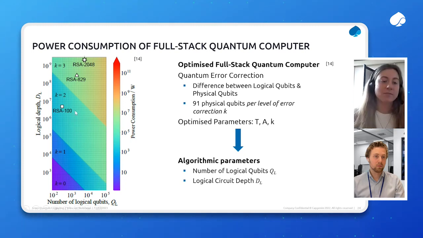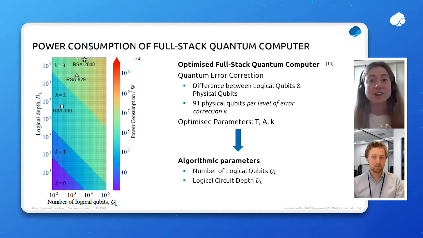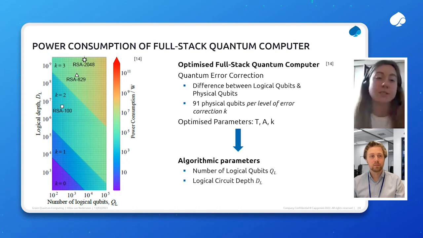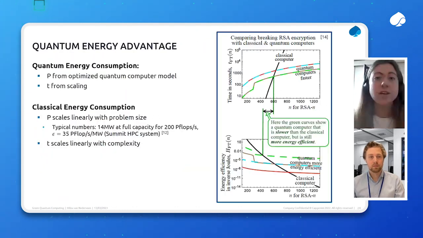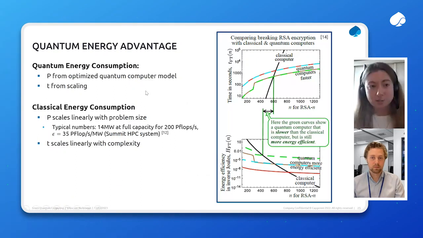So you can see that the power consumption also increases with complexity. This graph is important, first of all, because it shows the general power consumption of a futuristic optimized quantum computer. So we can use this for some estimates of our algorithm as well. And at the same time, what the authors show here for the RSA algorithm is also very interesting, because they actually show that a quantum energy advantage is possible.